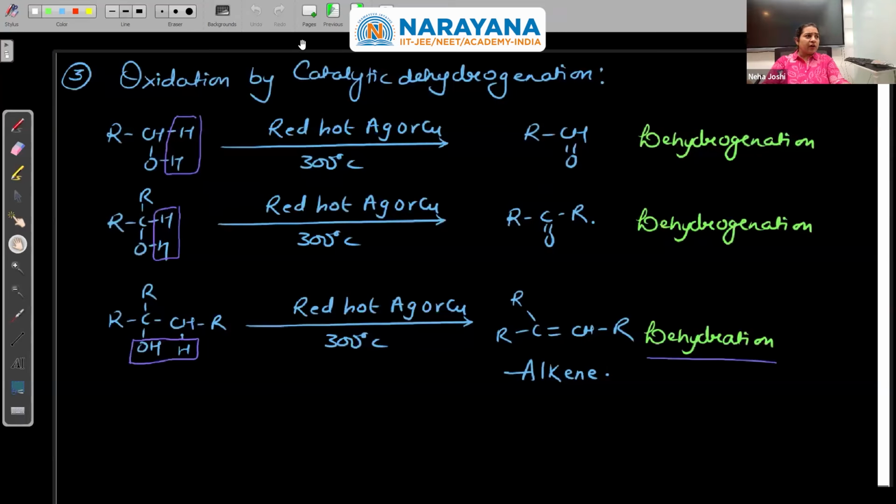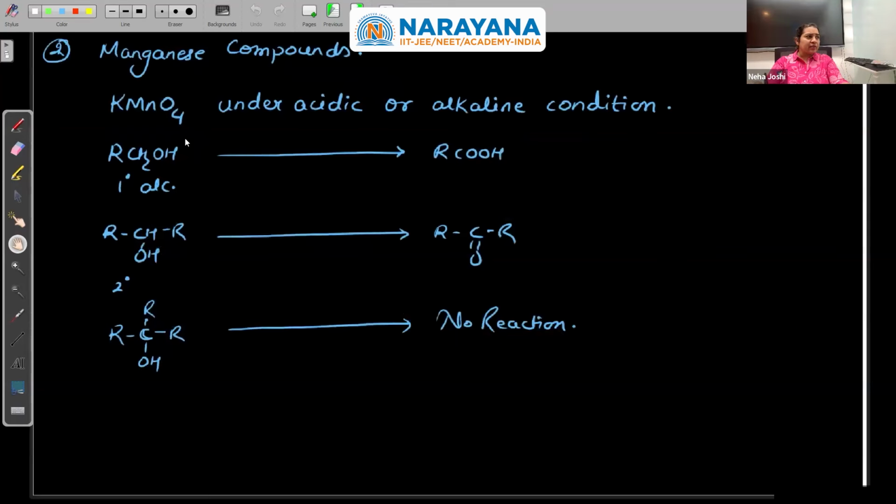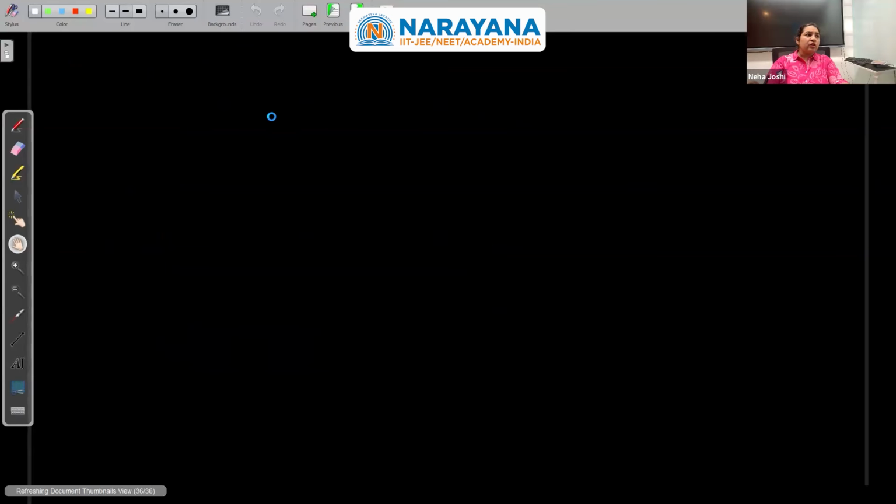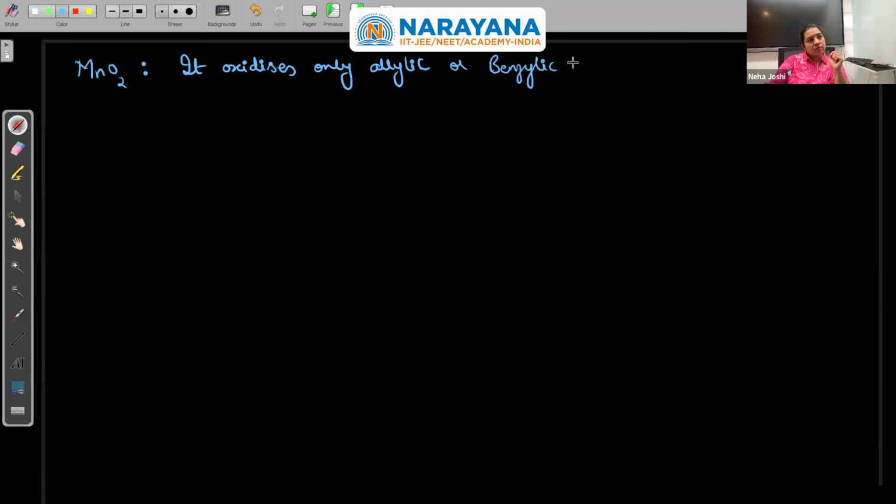I want to add one more in case of manganese. Here we did 1 degree, 2 degree, 3 degree alcohols. Manganese, only if I have MnO2. MnO2 is very specific for oxidation. It oxidizes only allylic or benzylic OH to carbonyl.